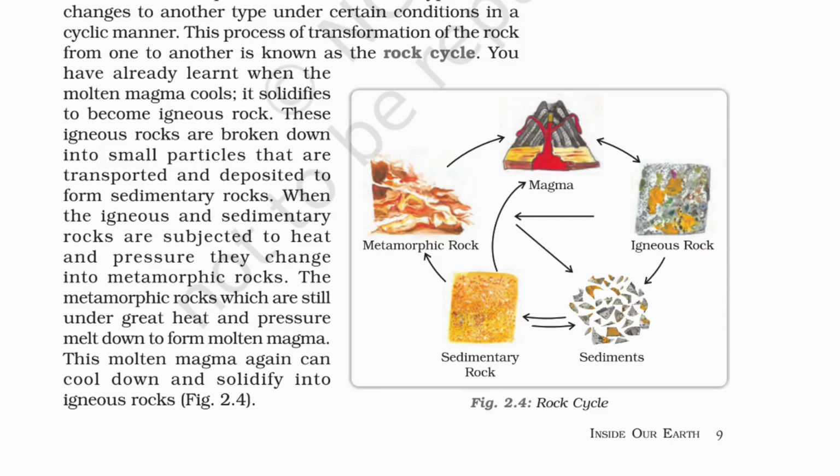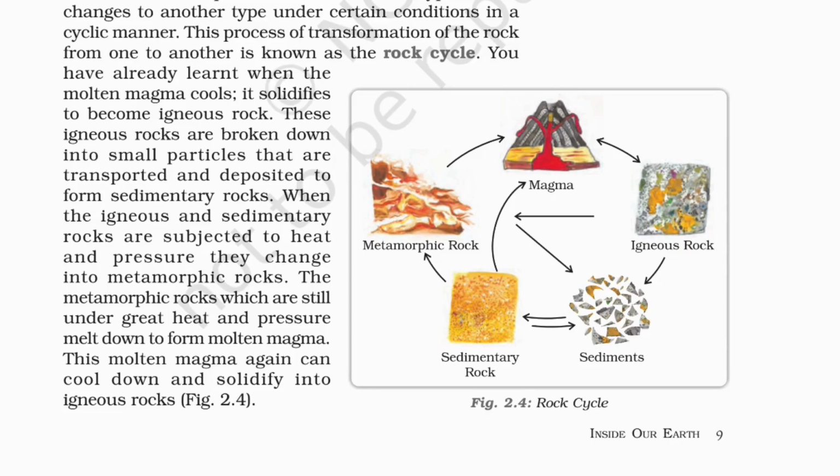But this is a step-by-step procedure. First, molten magma will cool down, then the igneous rock will form. From the igneous rock, the sediments will form. It will break down into smaller particles called sediments. From the sediments, when these sediments get compressed, they will form sedimentary rock, right? And then, igneous and sedimentary rocks, when subjected to high heat and pressure, metamorphic rock will form. And then again, this molten magma will cool down and solidify and become an igneous rock. So this cycle goes on and on, but this is a definite cycle.